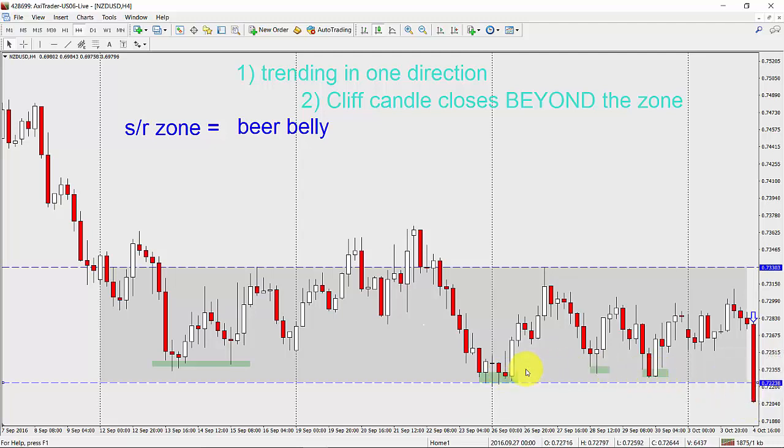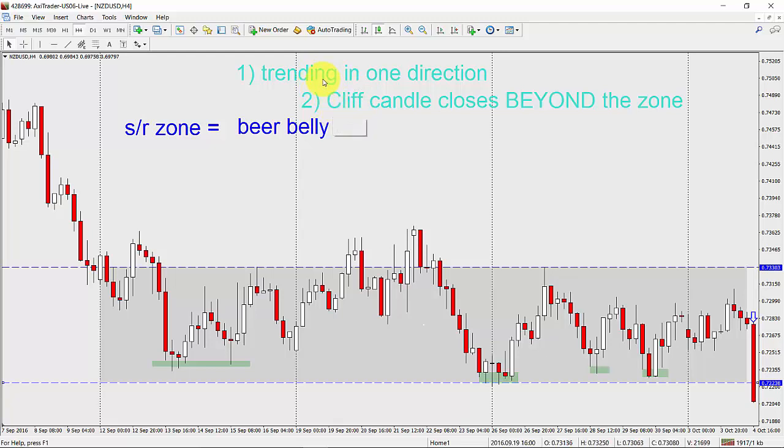So 29, 29, 05. Why is that important? Because it means that it's a valid cliff candle. It's closed clearly beyond the zone. Does that make sense? If it doesn't make sense, raise your hand now if you're trying to wrap your head around that, because it's a really important concept. And this is where most traders, when they're testing this setup, miss on one or two.